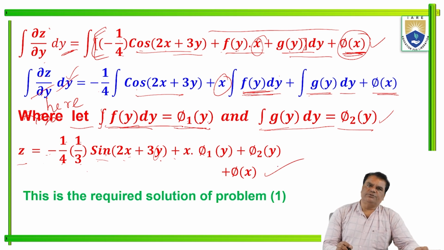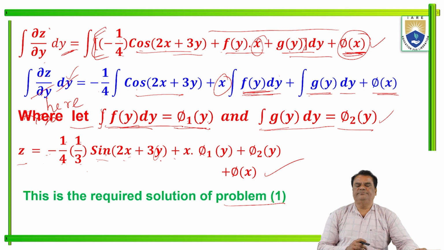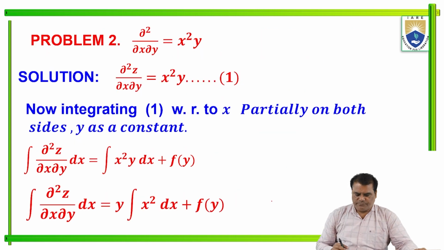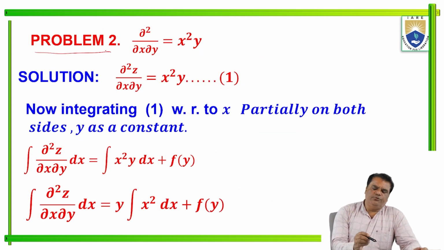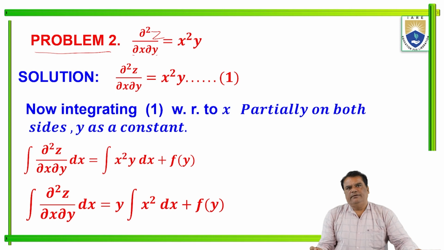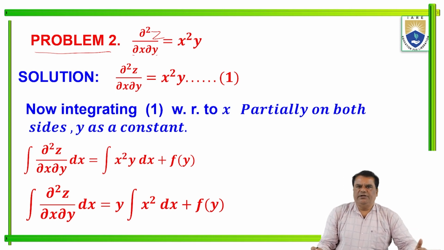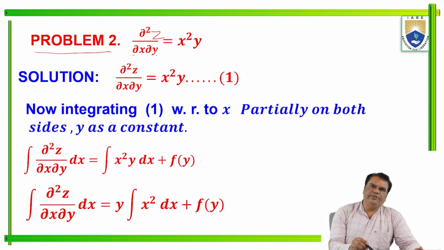So this is the required solution of problem 1. Now next, problem 2. Here ∂²z/∂x∂y. This is a second order partial differential equation. Differentiate with respect to y first and x second.